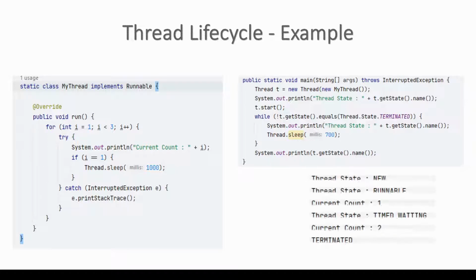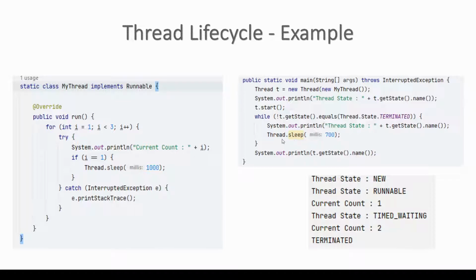Now we'll see what the output is. As soon as line 1 of the main class, Thread t equals new Thread, executes, the thread instance will be created. After that, when we print the thread state, you can see the thread is in the new state. That is, the thread has been created but not started. As soon as we call thread.start and go inside the while loop, the thread state changes to runnable, and then the thread waits for 700 milliseconds, and meanwhile it prints the count.